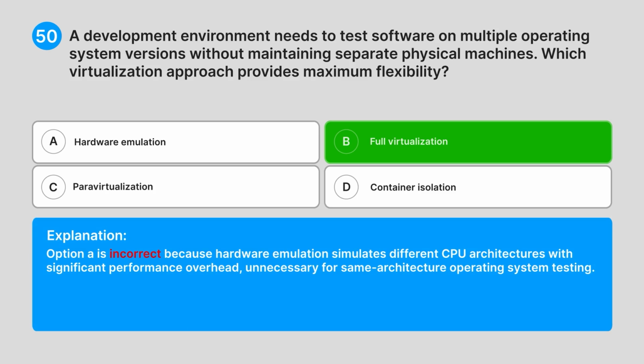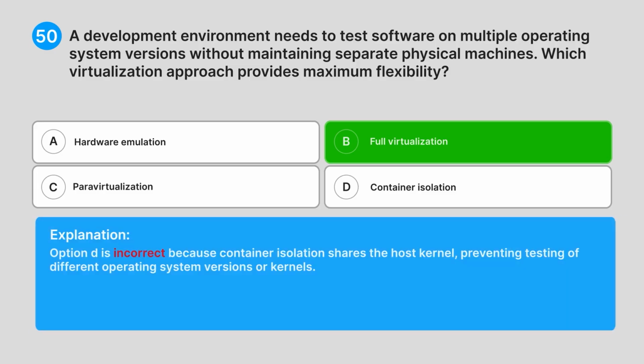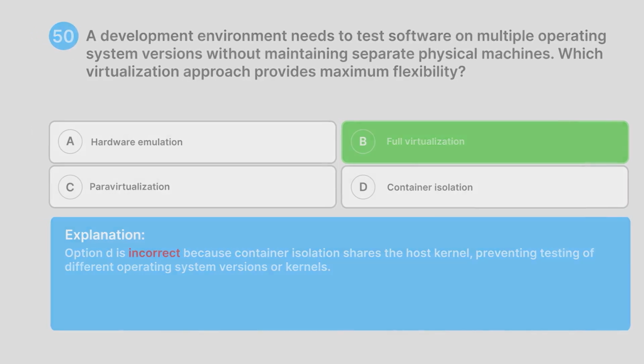Option A is incorrect because hardware emulation simulates different CPU architectures with significant performance overhead, unnecessary for same architecture operating system testing. Option C is incorrect because paravirtualization requires modified operating systems, limiting flexibility to test standard unmodified operating system versions. Option D is incorrect because container isolation shares the host kernel, preventing testing of different operating system versions or kernels. Full virtualization provides maximum flexibility for testing different operating systems because it creates complete virtual hardware environments.